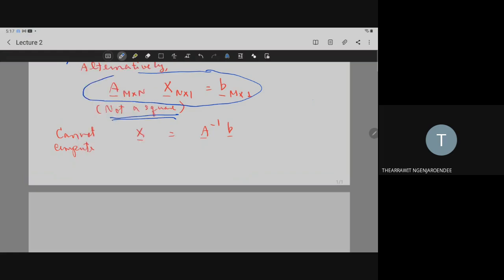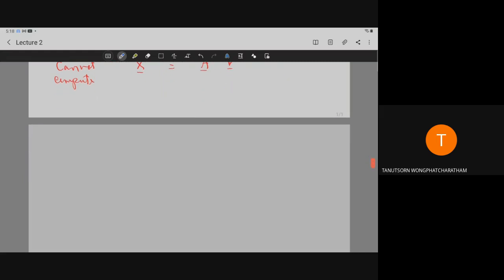How about Thanatson? You have any idea? If we are given AX equal to B and A is not a square matrix, what can we do to solve for X? Any idea, Thanatson? No? Okay, anyway, if anyone has an idea, you can raise your hand and tell me now. Okay, if not, I'm going to show one way of doing it.